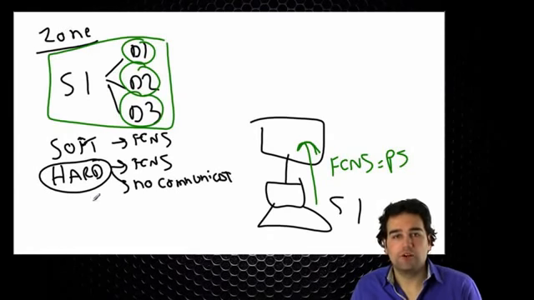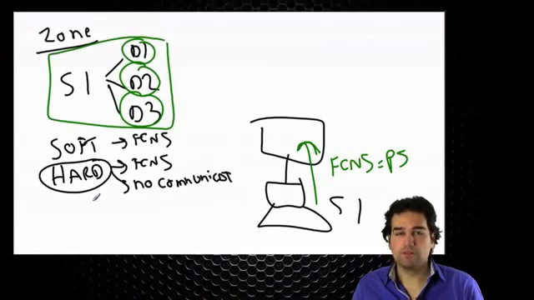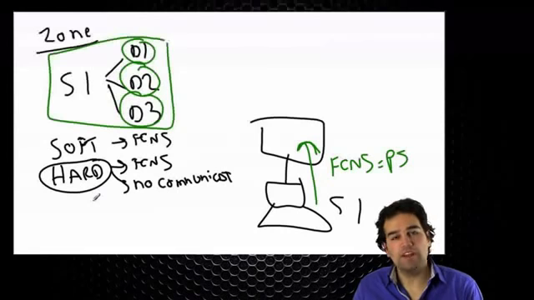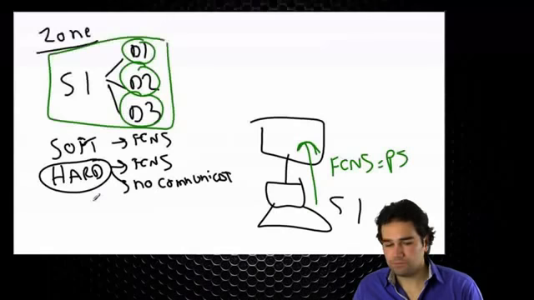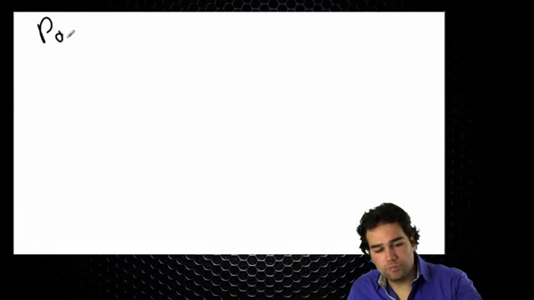So that is soft and hard zoning. And the last thing that I want to touch are port types. So we talked about forwarding, we talked about worldwide names, we talked about FCIDs, we talked about domain IDs, we talked about the principal switch, and we talked a little bit about zoning. The last thing that I want to talk about is port types.